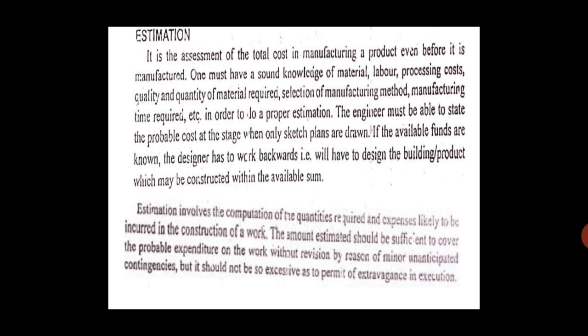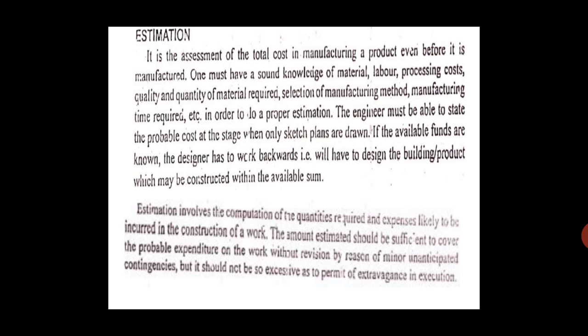If the available funds are known, the design has to work backwards. That is, you will have to design the building product which may be constructed within the available sum. Otherwise, it can be another way around also. Suppose you have got 40 lakhs and you want to build only 1000 square feet of house. I was telling it will cost 2000 rupees per square feet. But now you have got more money, so you will build it very lavishly. That also is possible. Otherwise, suppose you have got only 15 lakhs of rupees. Okay, your funds are known. I have got 15 lakhs, but I want to build a 1000 square feet house. Then you will try to do some cost cutting. Okay, the other way around also you can work.